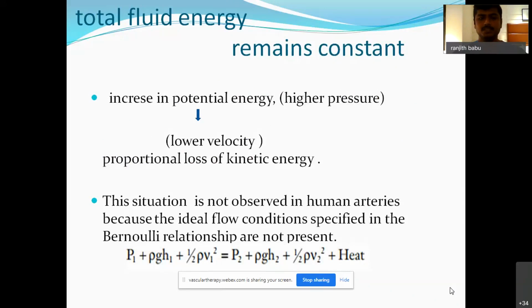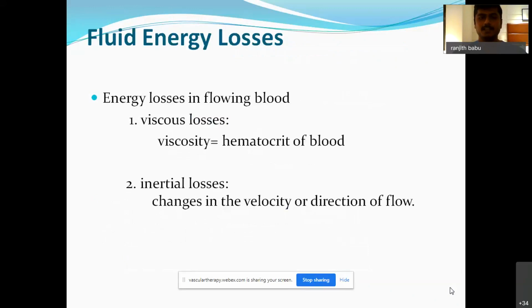But this situation is not observed in the human artery, because the ideal flow conditions specified in Bernoulli's relationships are not present in the human arterial system. So some part of the energy is lost in the form of heat. We will see what energy losses occur in the blood flow system. Energy losses in a flowing system occur as two types, either viscous loss or inertial loss. Viscous loss occurs due to the viscosity of the blood. Inertial loss occurs due to a change in the velocity or the direction of the flow.